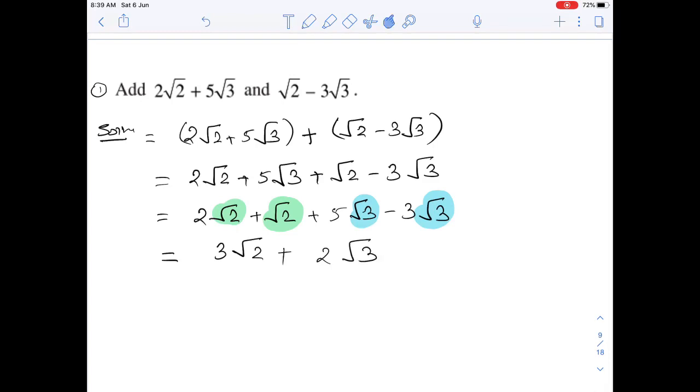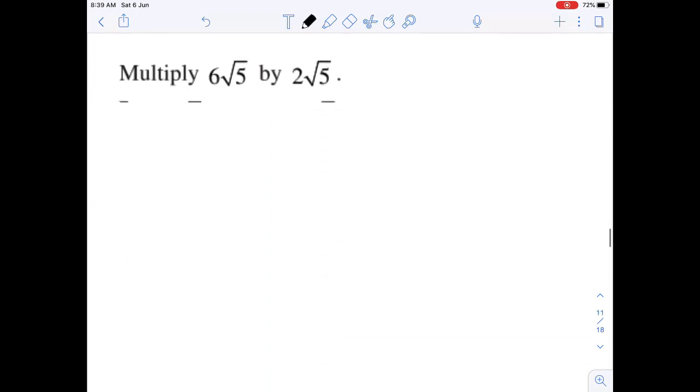Now in the next step it can be seen that the first number is having root 2, the second number is having root 3, so we cannot make any changes in these numbers, so this will be our final answer. Have you understood up till here? I hope you all must have understood up till here. Now let us solve the next example.